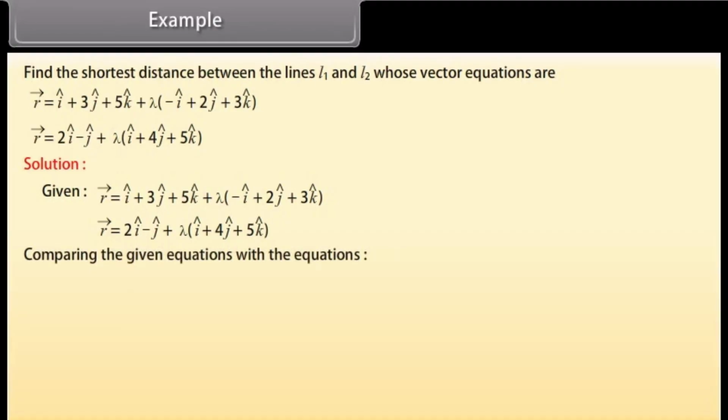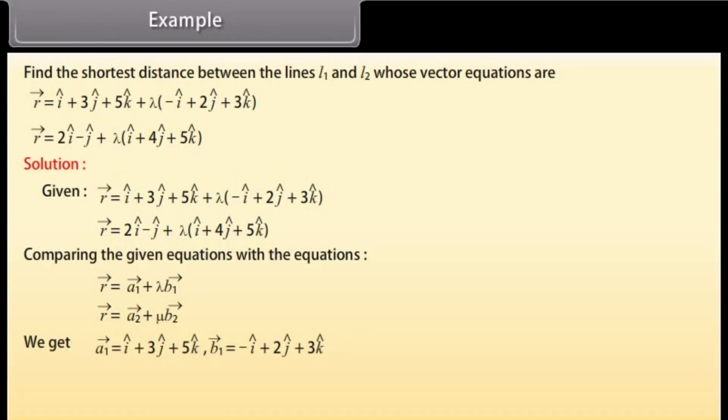Comparing the given equations with the equations vector r equals vector a1 plus lambda vector b1, vector r equals vector a2 plus mu vector b2, we get vector a1 equals i plus 3j plus 5k, vector b1 equals minus i plus 2j plus 3k, vector a2 equals 2i minus j, vector b2 equals i plus 4j plus 5k. Vector a2 minus vector a1 equals i minus 4j minus 5k.